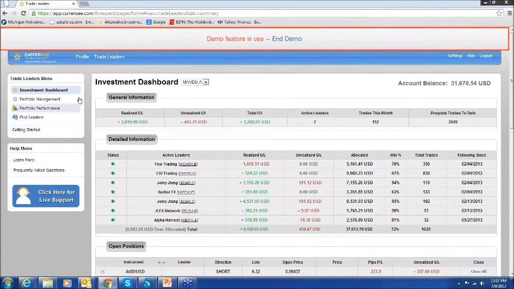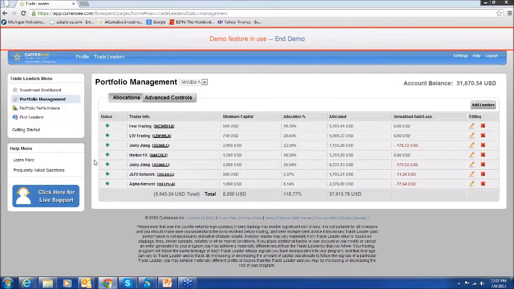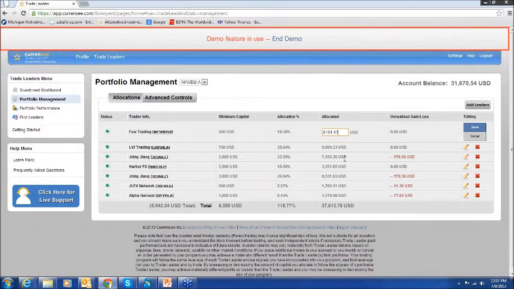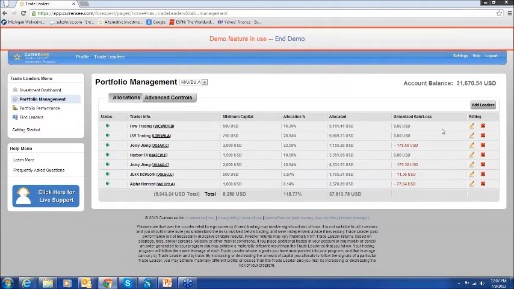The important part to realize on our platform is that everything is done, making it very easy for you, the investor, from the 4 tabs on the left-hand side of the screen. So we're going to go to the second tab now, which is portfolio management. It'll show you each of the trade leaders you have allocated capital to, the minimum to follow that particular trade leader, the allocation percentage, how you've allocated your capital across each trader, the dollar amount as well, unrealized gain and loss, and you have the ability to change your allocations. You could change your capital allocations if, for instance, you have $5,100 on FXW trading, and you like the way Harbor FX is performing, you can allocate that capital to that particular trade leader, or you can add an additional trade leader. Once you click save, your capital reallocation is then entered.